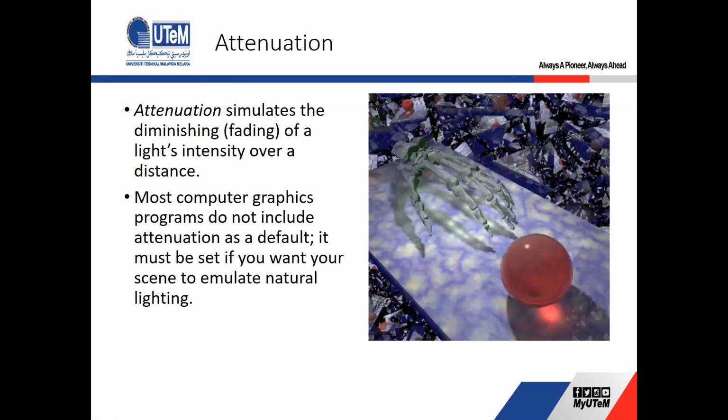Attenuation. Attenuation simulates the diminishing, or fading, of light intensity over distance. Most computer graphics programs do not include attenuation as default. It must be set if you want the scene to emulate natural lighting. You can see, like a fading, something like this.